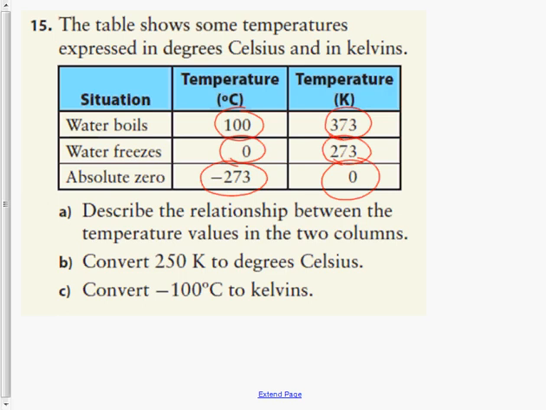Describe the relationship between the temperature values in the two columns. So what is the difference between these two numbers? If I was to put 0 here, 100 here, and 273 here, how many degrees difference is there? Anybody? Between 100 and 273, how many degrees would there be? That would be 100 and 173.